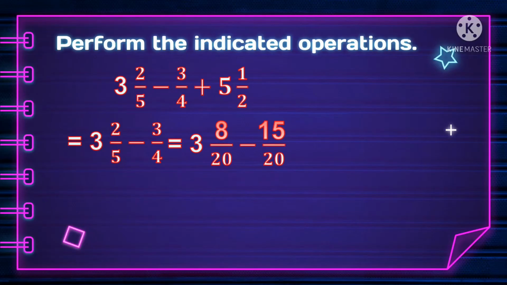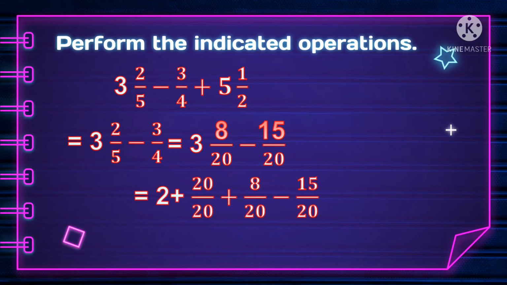So, anong dapat nating gawin? Kapag ganyan yung inyong na-encounter, we have to rename. Kailangan nating gawin yung pagre-rename. So, itong whole number nating 3, i-rename natin siya. Paano mag-rename ng whole number? Babawasan natin ng isang buo yung ating 3, so magiging 2 na lang siya. Diba? Yung ating isang buo, dahil ang ating denominator naman ay 20, so, 20 over 20 na.